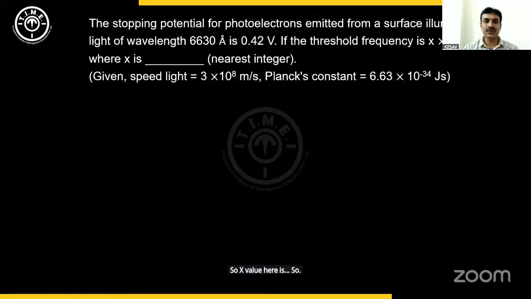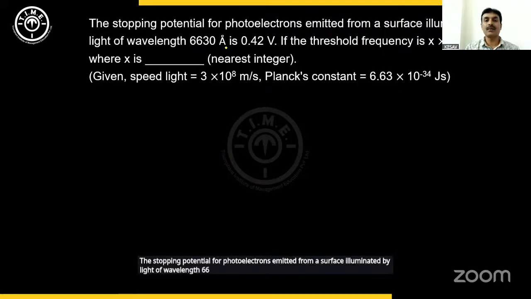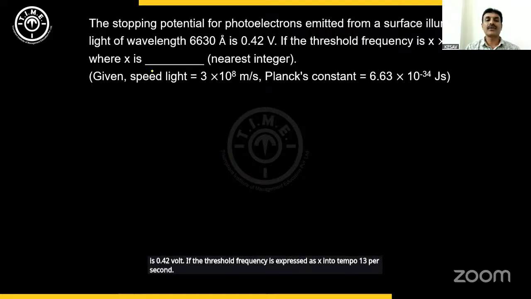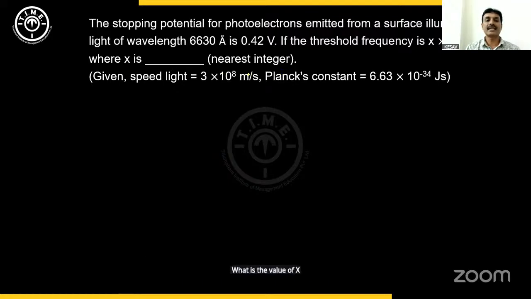Let us see another question. The stopping potential for photoelectrons emitted from a surface illuminated by light of wavelength 6630 angstrom is 0.42 volt. If the threshold frequency is expressed as x into 10 power 13 per second, what is the value of x to the nearest integer? The speed of light is given. Planck's constant is also given. You can pause the video, go through the question again, and you can try it on your own.